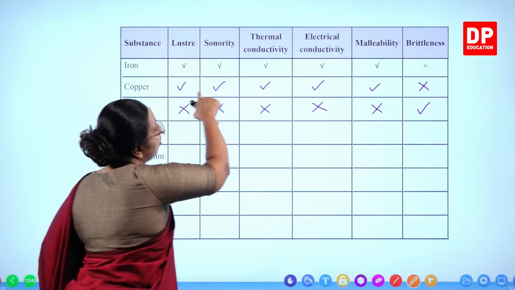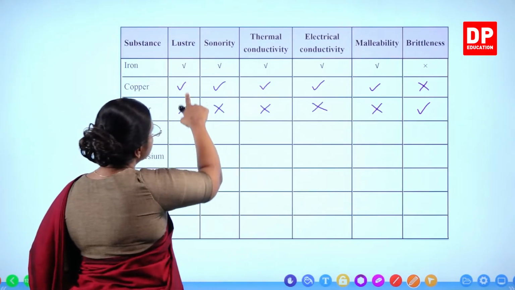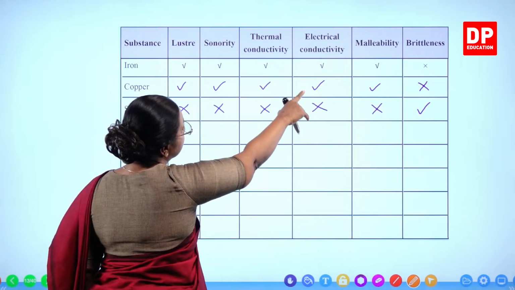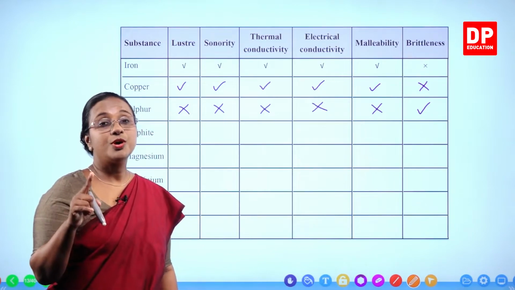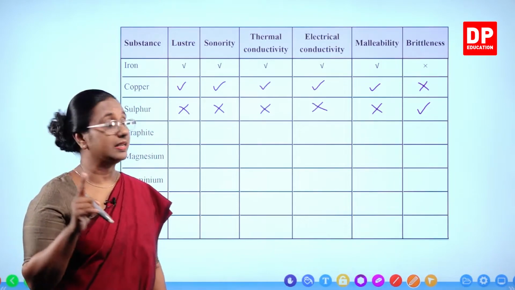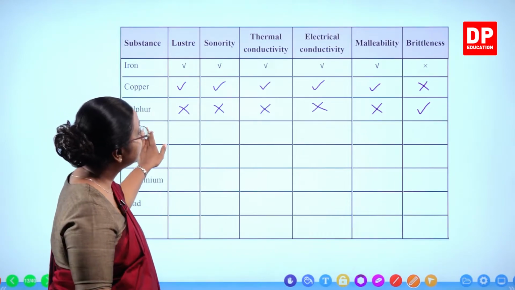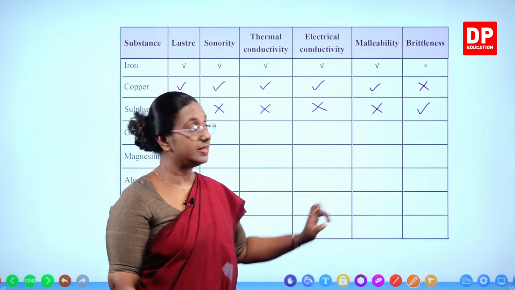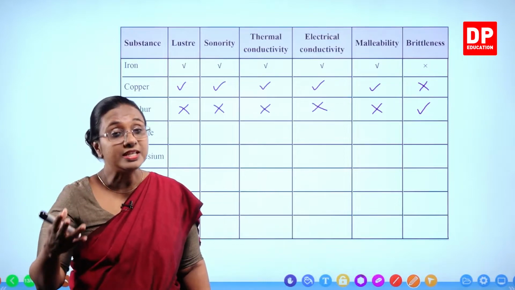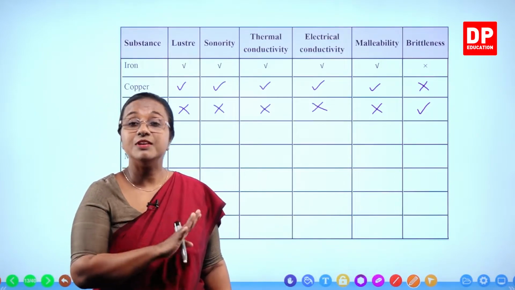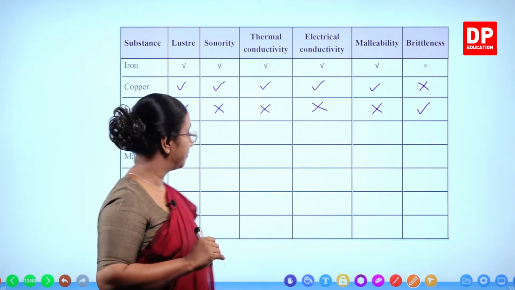In the first two, all these properties are there: luster, sonority, thermal conductivity, electrical conductivity and malleability. I told you all those are properties of metals. Whereas sulfur does not show any of those properties, but it is a brittle substance. So it is a non-metal. We will be classifying it in a while.